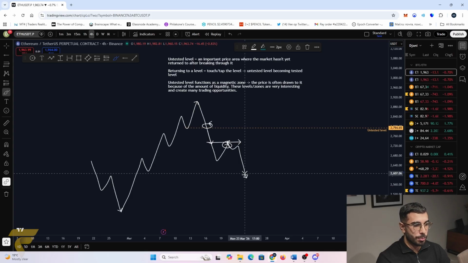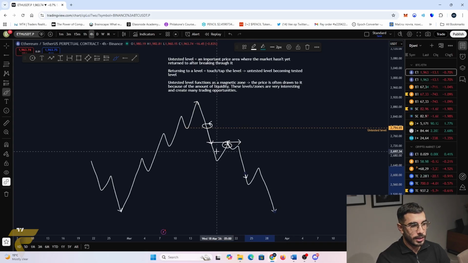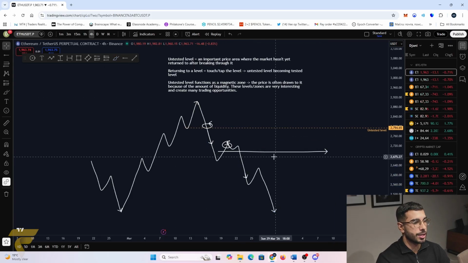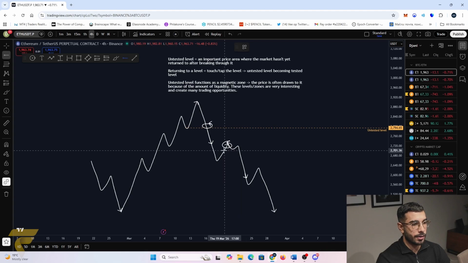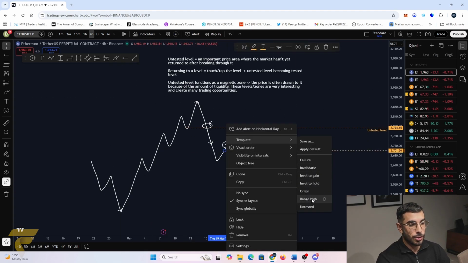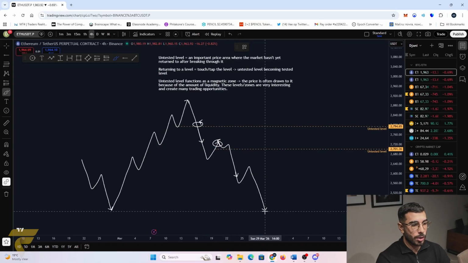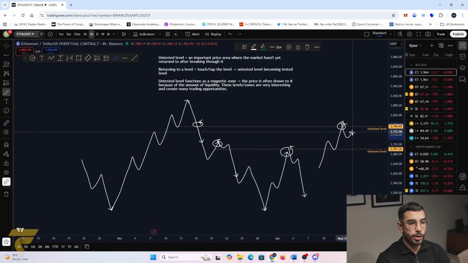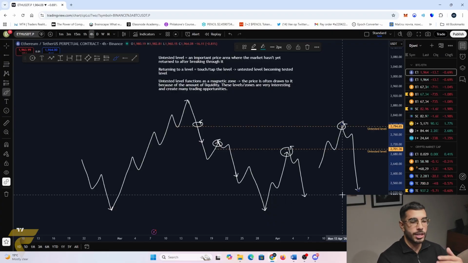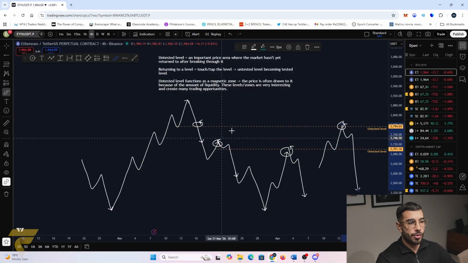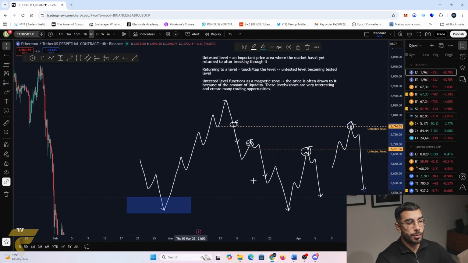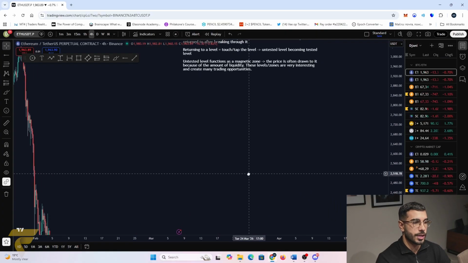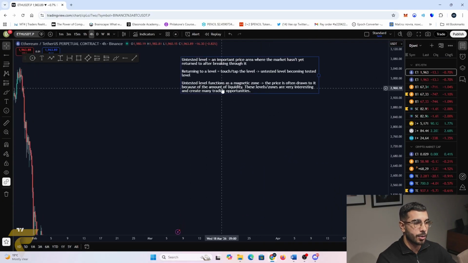So for example, when price just keeps on dumping, this is also what we can consider to be an untested level, because again, price never really touched or tapped the level. So whenever price happens to come here, then you can expect a potential reaction because of the amount of liquidity, the buy or the sell orders that are still resting over there. And this is obviously also vice versa. You can also create it on the way down.